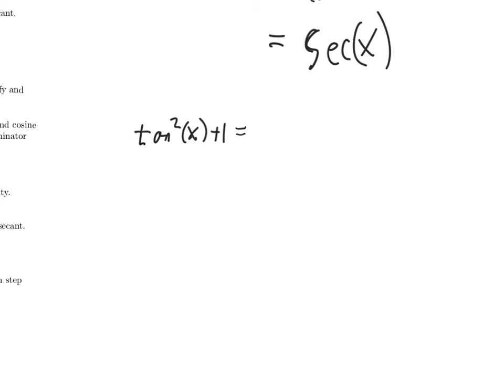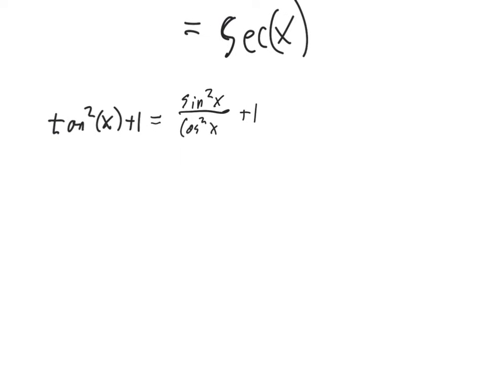Well, let's start with getting things in terms of sines and cosines. What is tangent? Tangent is sine over cosine. So tangent squared of x is sine squared of x divided by cosine squared of x. And I'll just leave the plus 1 alone. And let's see, I see a fraction plus a number. So how do you add a fraction to a number? Well, you need to get a common denominator by re-expressing that number as a fraction with that same denominator. And you know how to do that.